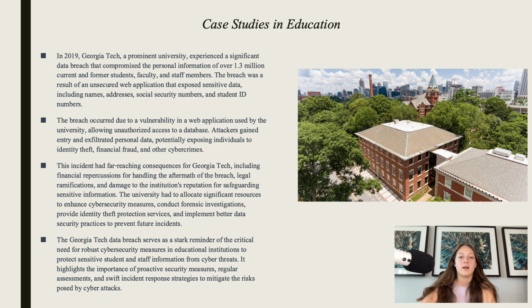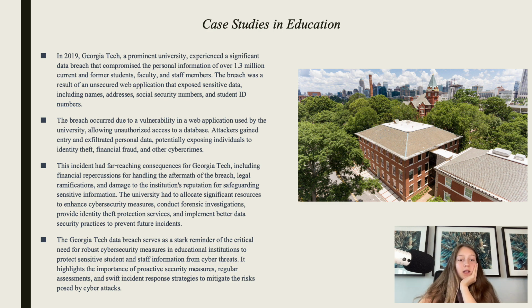So in this slide, I gave a case study that happened in 2019 at Georgia Tech University. And if you have time, read this case study, but I will just shorten it and summarize it. So in 2019, this university experienced a significant data breach, which was caused by an unsecure web application. More than 1.3 million students and former students got all their information exposed. Information such as names, addresses, social security numbers, and student ID numbers were exposed.